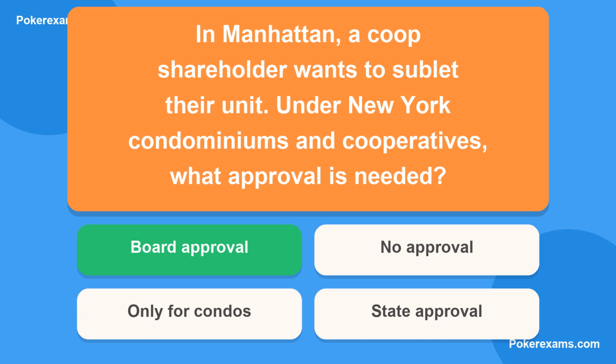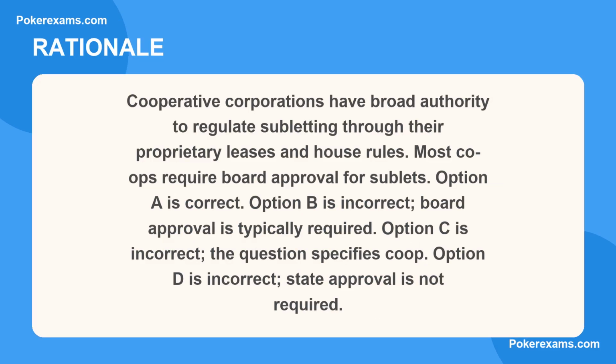The correct answer is A. Here is why. Cooperative corporations have broad authority to regulate subletting through their proprietary leases and house rules. Most co-ops require board approval for sublets. Option A is correct. Option B is incorrect. Board approval is typically required. Option C is incorrect. The question specifies COOP. Option D is incorrect. State approval is not required.